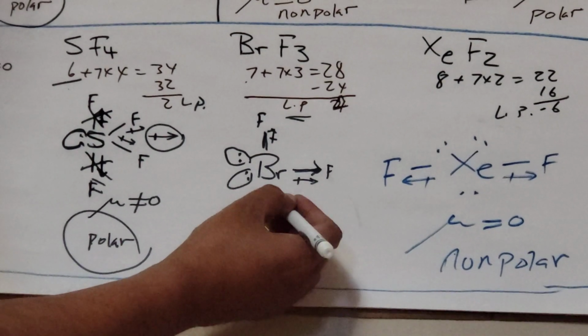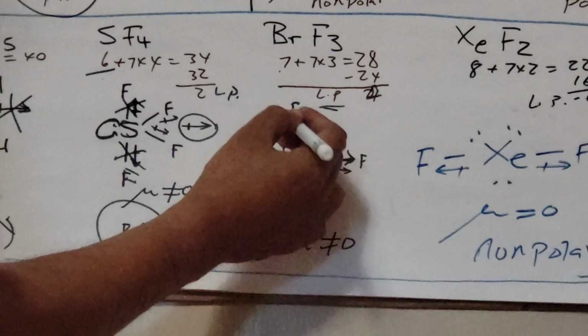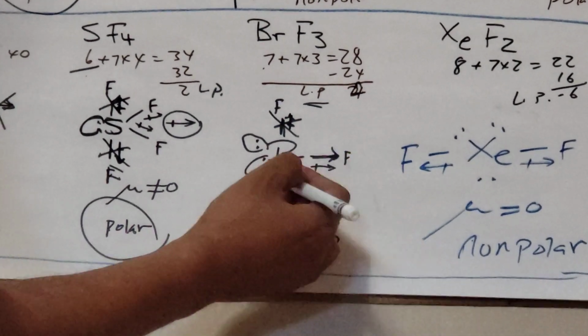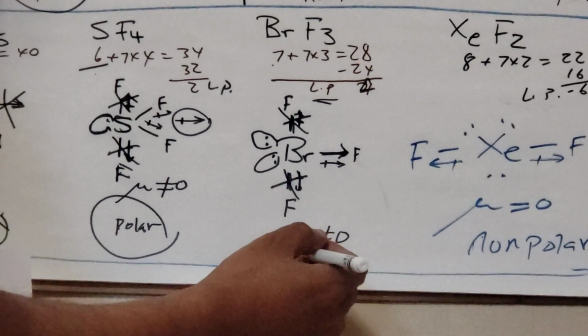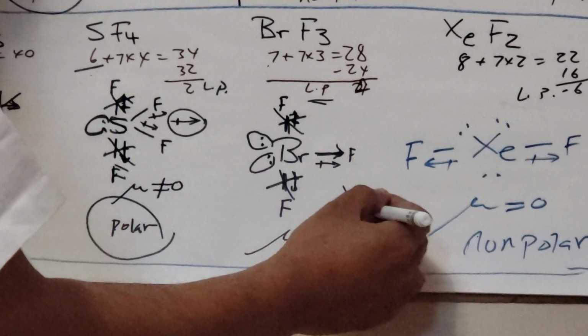So this one and this one are pulling in opposite directions, so they will cancel. But here you have nothing to cancel, right? So because of this, the dipole moment is not 0. That means this one is polar.